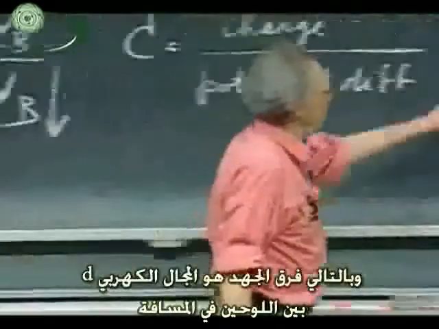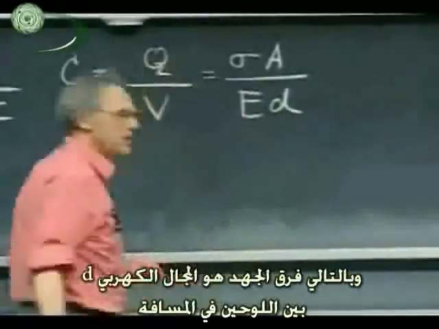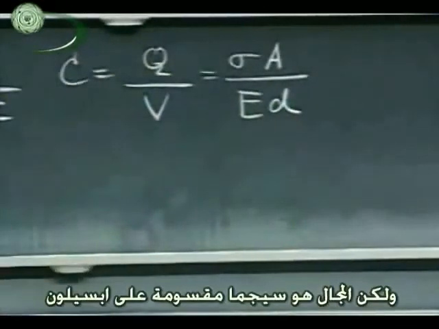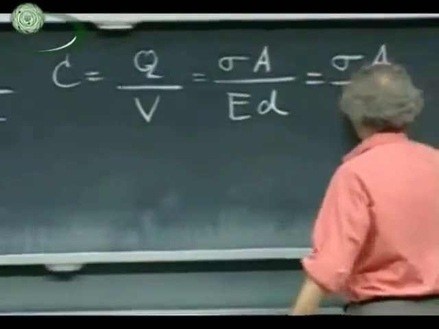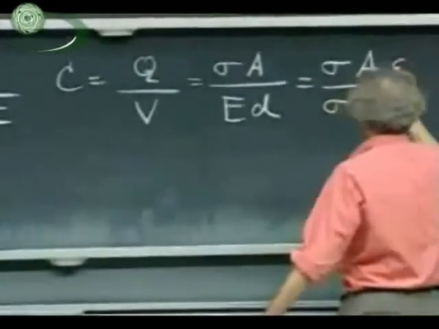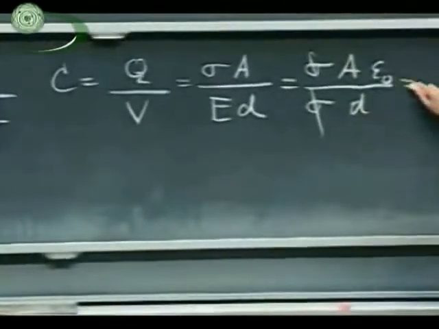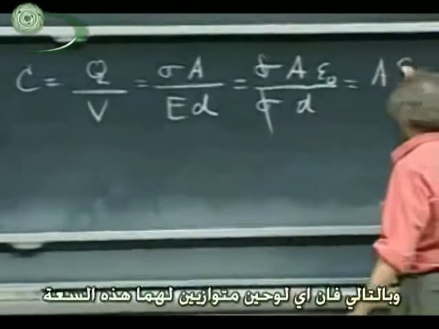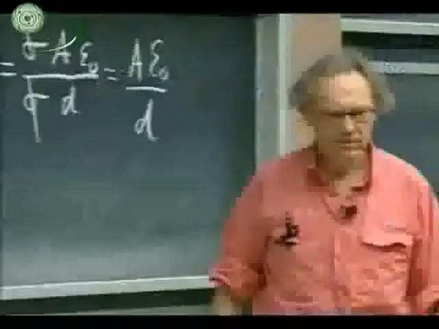And so the potential difference is the electric field between the plates times the distance d. But E itself is sigma divided by epsilon 0, so we get here sigma divided by epsilon 0 times d. I lose my sigma, and so two parallel plates have this as the capacitance.